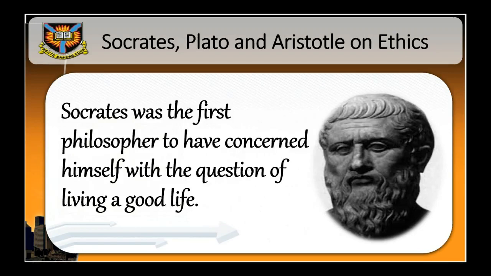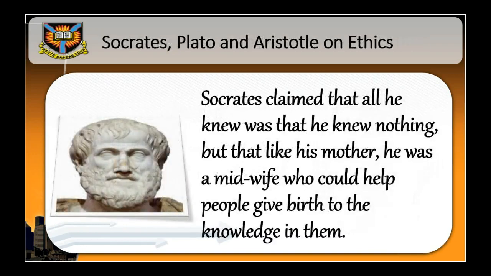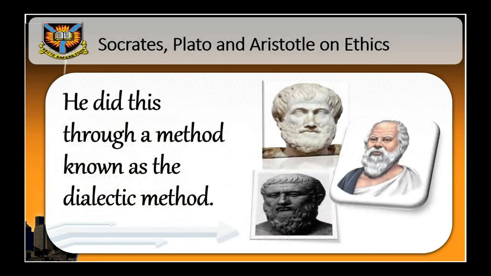Socrates lived at a time when a group of philosophers known as the Sophists were teaching the Athenian youths certain things which did not promote the cause of morality. Socrates came on board at this time and helped to correct the wrong teachings of the Sophists. Socrates claimed that all he knew was that he knew nothing, but that, like his mother, he was a midwife who could help people give birth to the knowledge in them. He did this through a method known as the dialectic method, by which he asked questions until he helped his respondents arrive at the true knowledge.